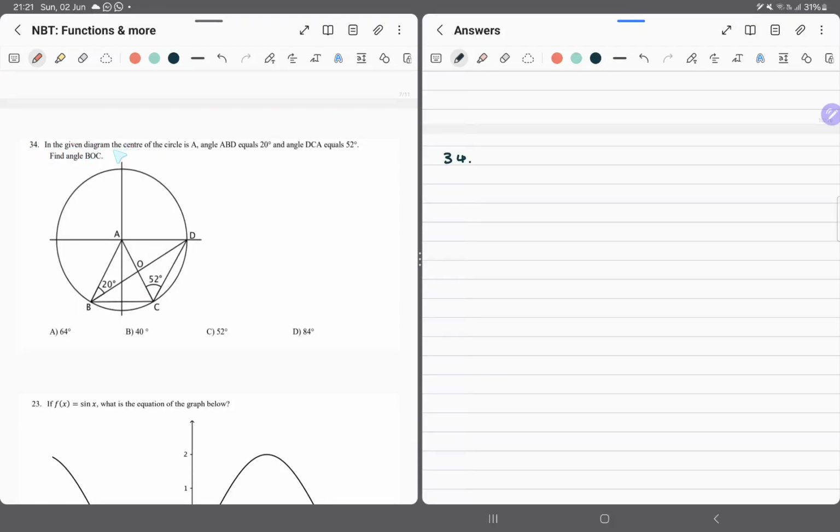In this diagram, the center of the circle is A, okay? Angle ABD is 20 degrees, it's indicated, and angle DCA is essentially equal to 52 degrees.